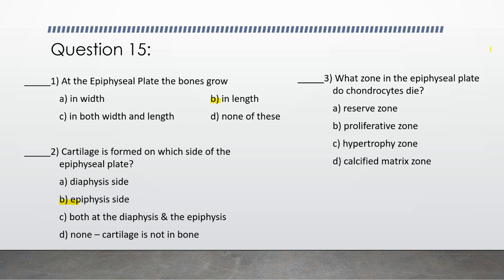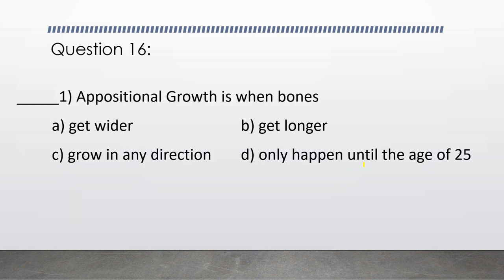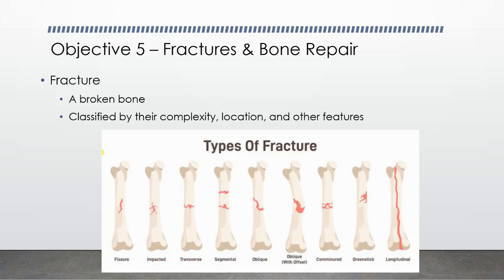And then in what zone do the chondrocytes die? So the reserve zone, they're living cells, they're multiplying in the proliferative zone. They're beginning calcification in the hypertrophy zone. They're mostly just maturing and getting bigger. But once they become fully calcified, then they start to die. And then appositional growth is when bones get wider. That's growth in diameter. And that wraps up our objective 4.